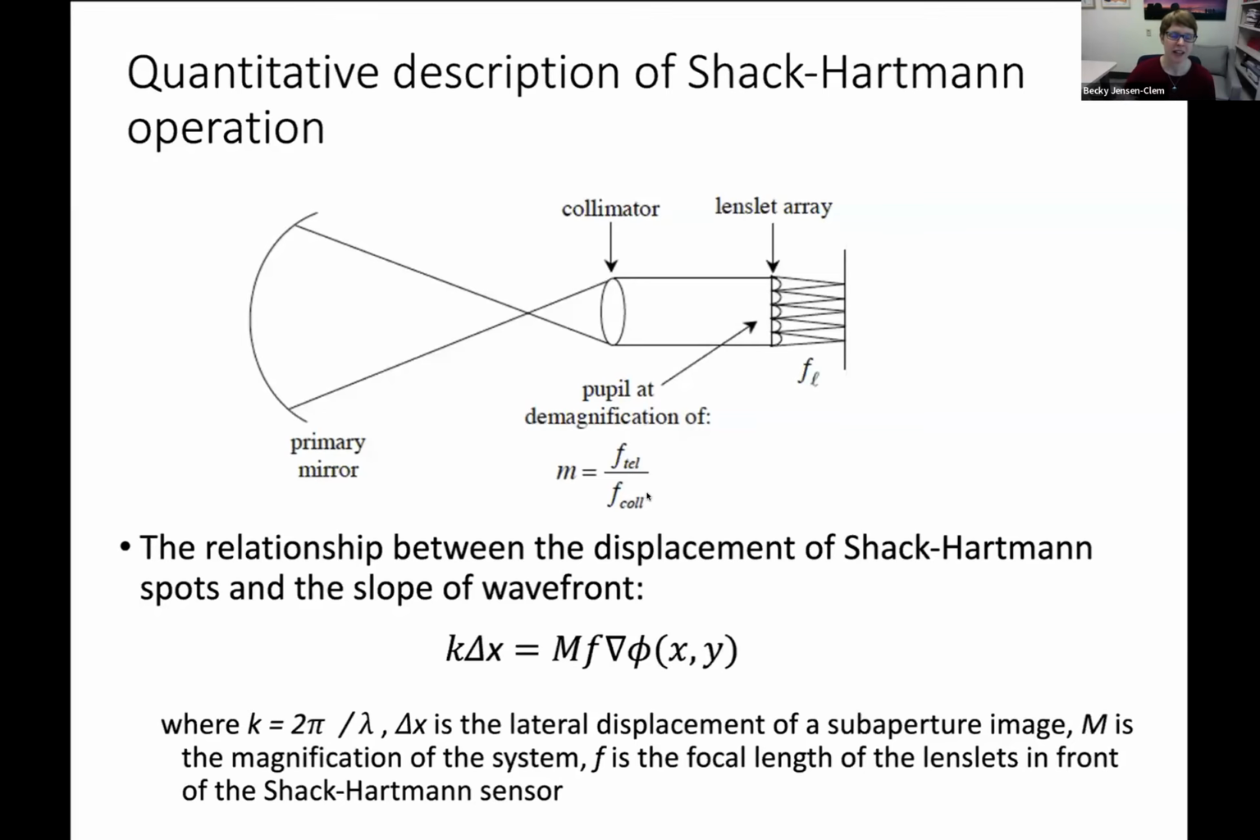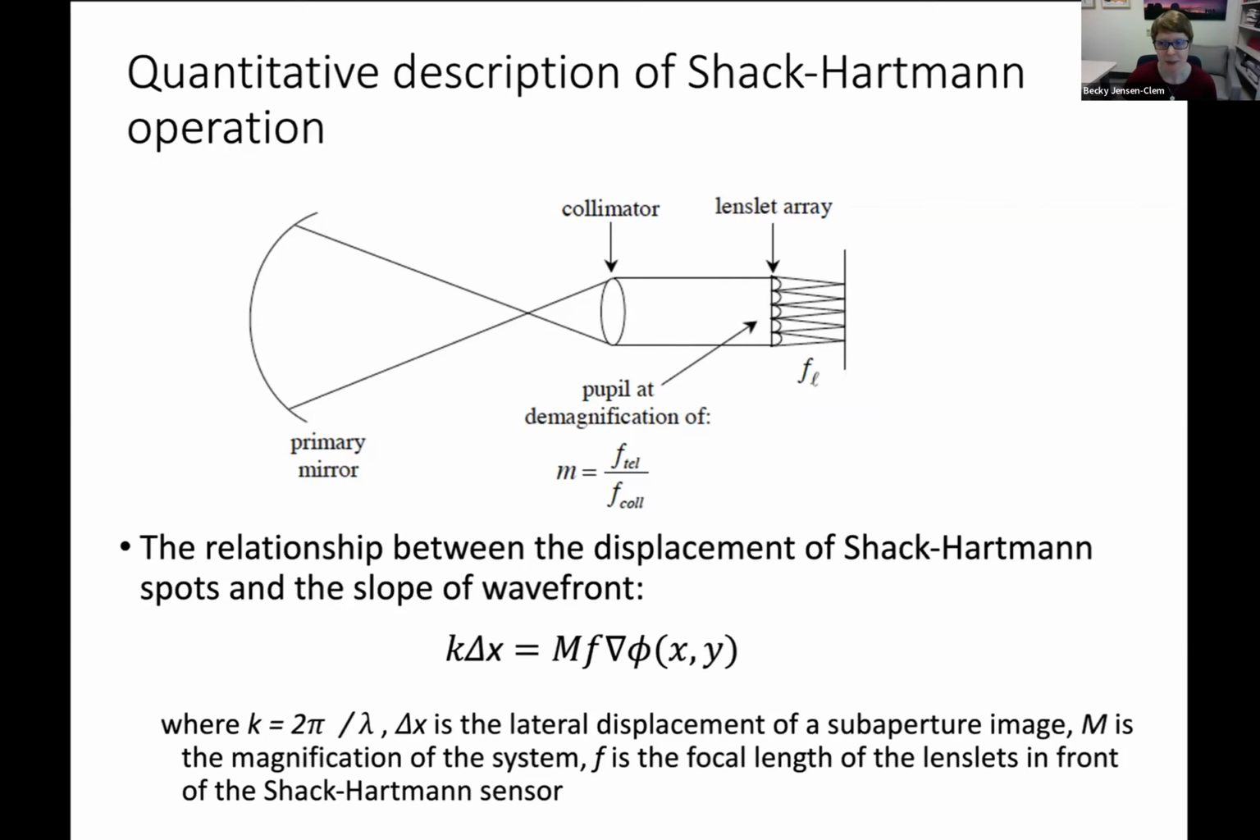focal length. And then the relationship between the displacement of the spot, that's delta x here, and the slope of the wavefront, that's phi here, is just based on the wave number k, that magnification that we just discussed, and the focal length of the lenslets, and that's really it. That's how you can translate one from the other.